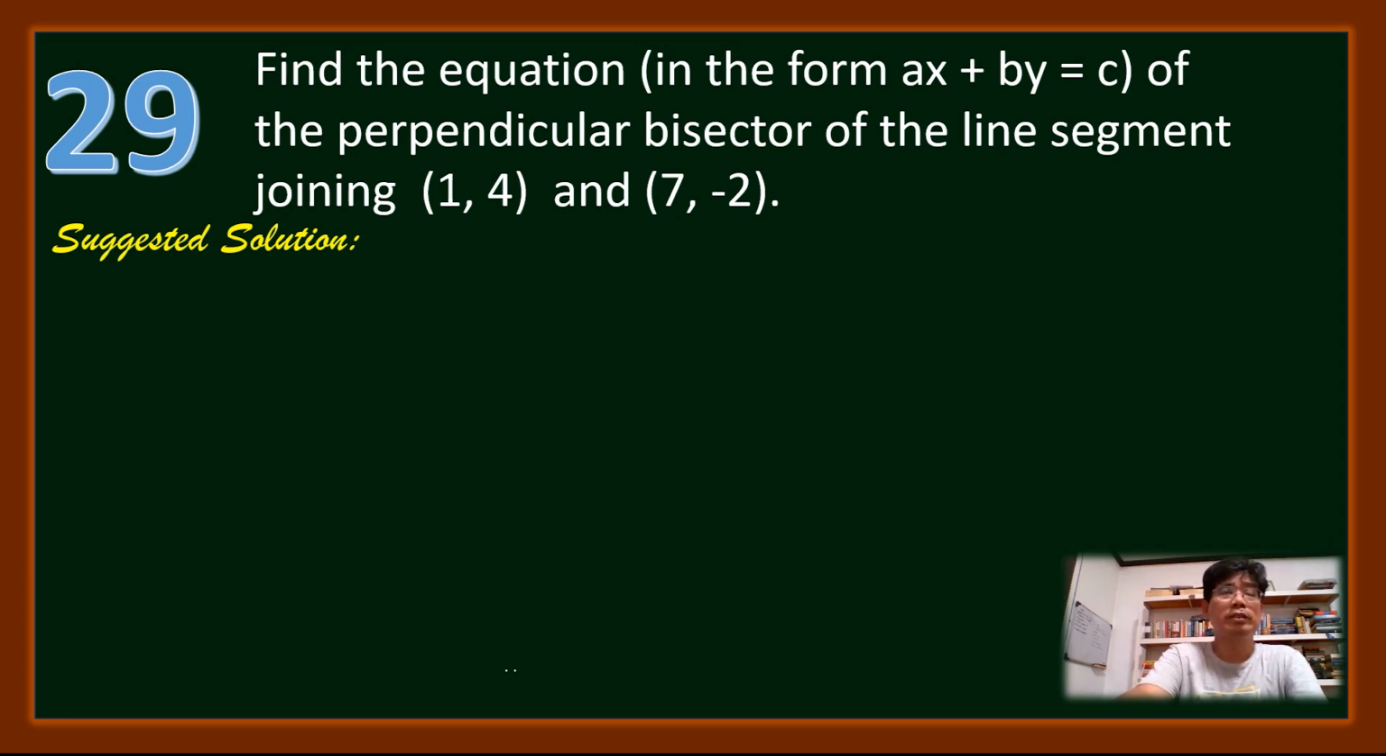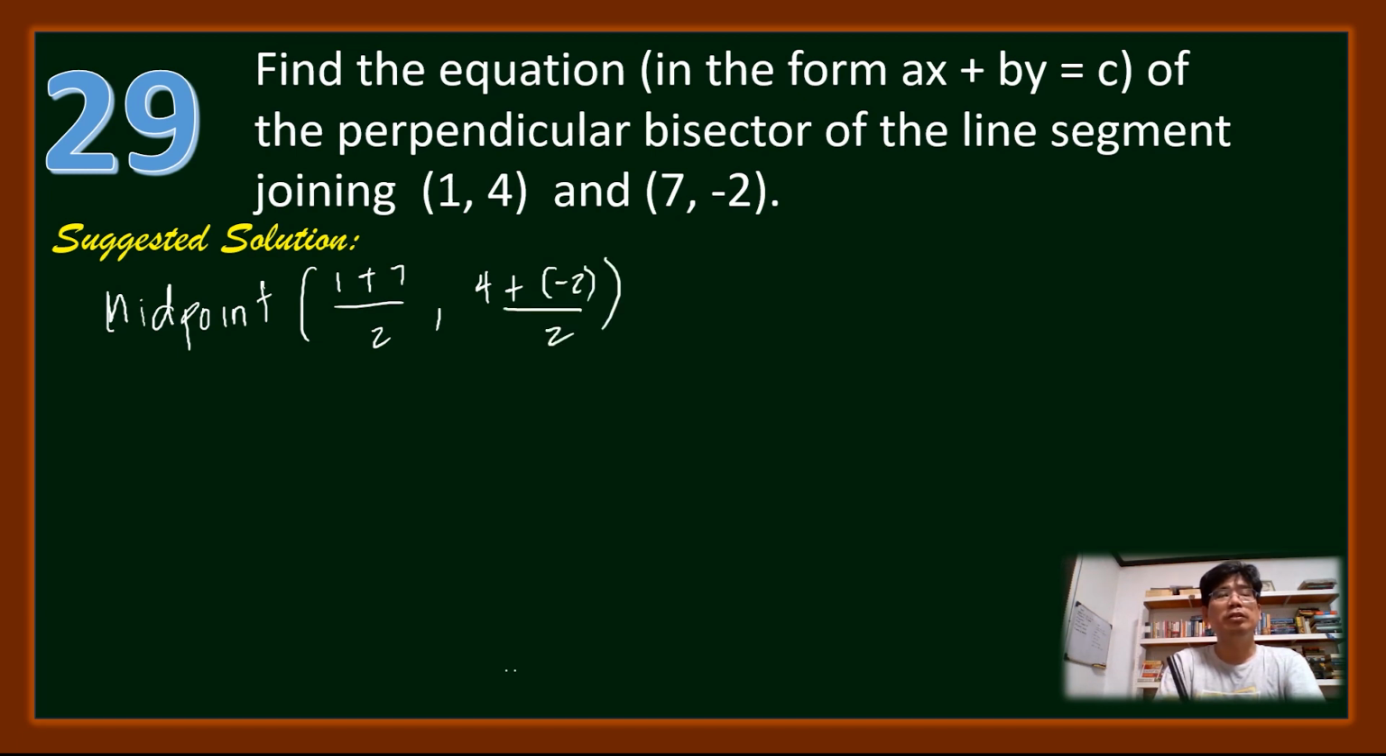The perpendicular bisector of the line segment must pass through the midpoint of the line segment. Hence, first let us get the coordinates of the midpoint of the line segment joining 1, 4 and 7, negative 2. That will be 1 plus 7 over 2 for the x coordinate, 4 plus negative 2 over 2 for the y coordinate. Then the midpoint has coordinates 4, 1.